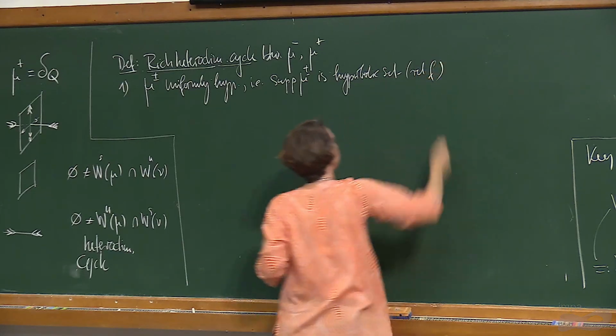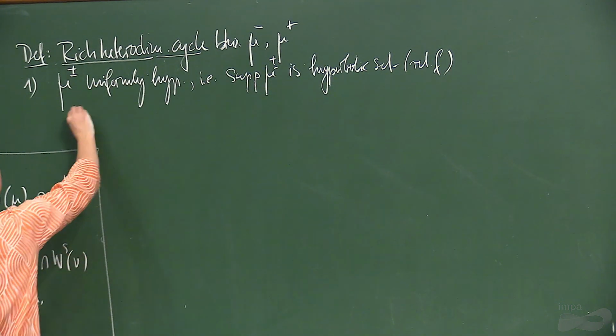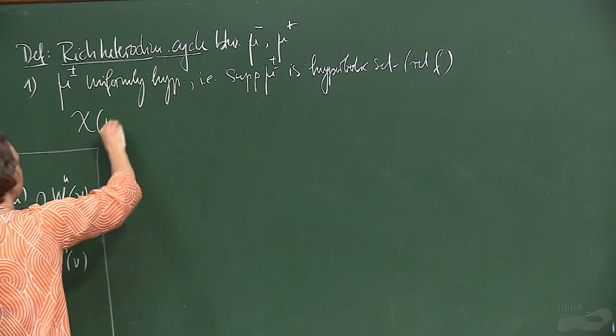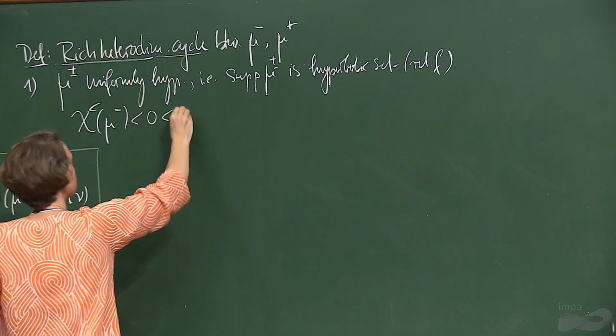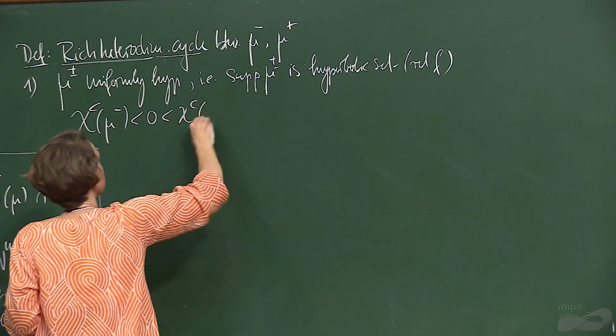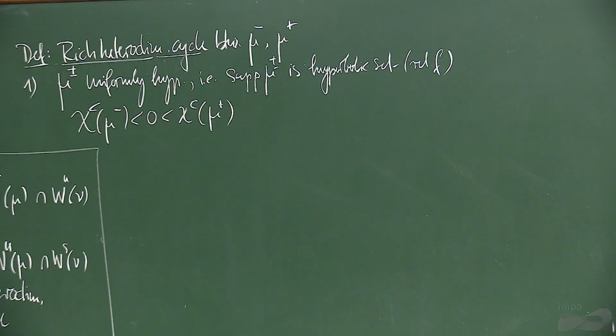Relative to F. Okay, we are not completely happy about the hypothesis we put, but these are the things we could deal with. So one is of contracting type, meaning the central Lyapunov exponent is negative, and the other one is of expanding type. This is condition 1.